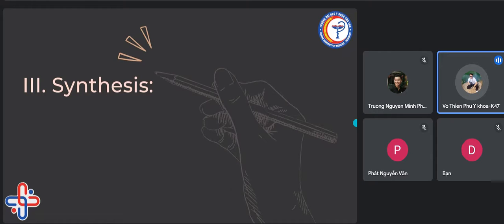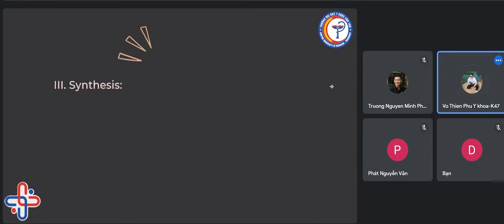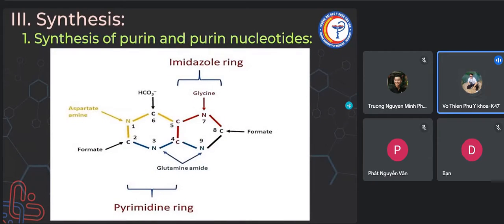Finally, I will go on to part 3 of our topic, synthesis. First, synthesis of purine and purine nucleotides. The purine skeleton is a molecular structure that includes a 6-member pyrimidine ring fused to a 5-member imidazole ring. Purine biosynthesis occurs in the cytosol of all cells. This process consists of 3 main stages: PRPP synthesis, IMP synthesis, and AMP-GMP formation.